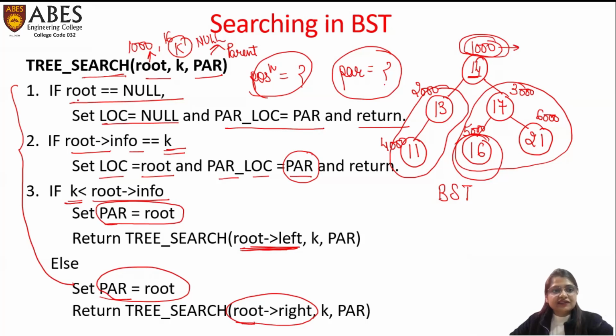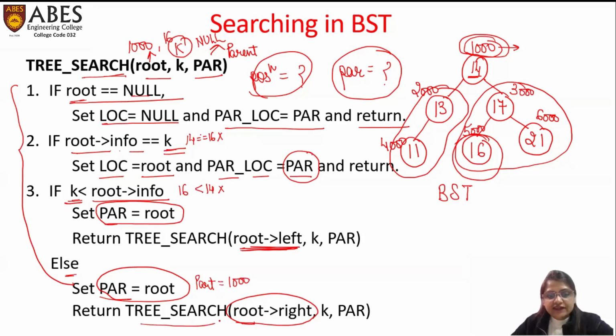Initially, I will compare: root is equal to null? No. Root info, which is 14, is equal to k, which is 16? No. Next, k, which is 16, is less than root info, which is 14? False. Then, obviously, the else part will be executed now, because these three conditions are false. Then we follow this procedure. In that case, parent will be assigned as the root address, which is 1000 here.